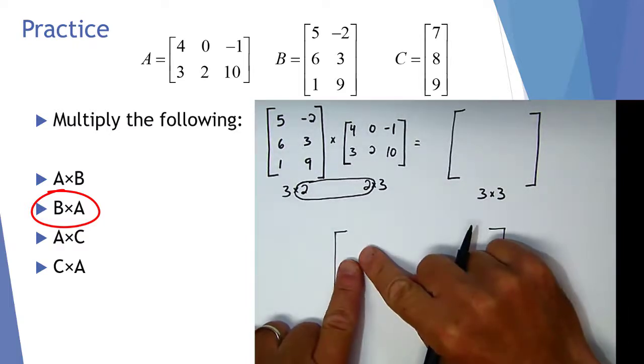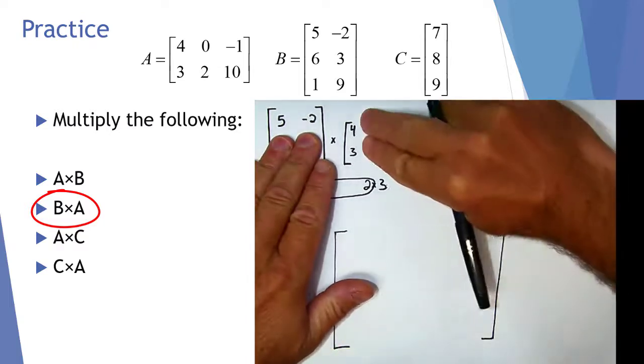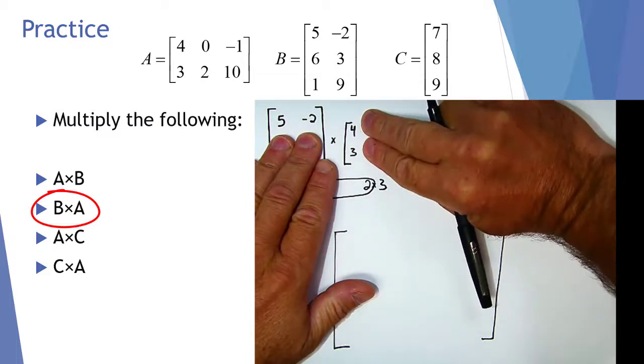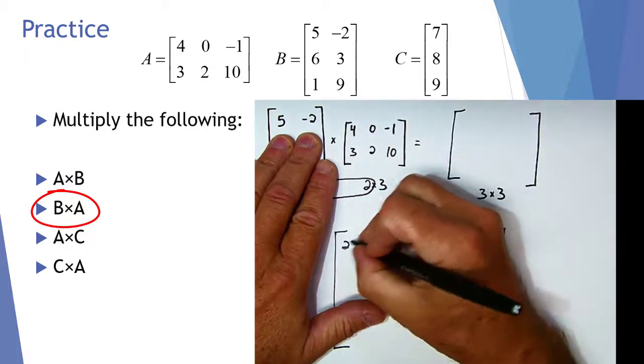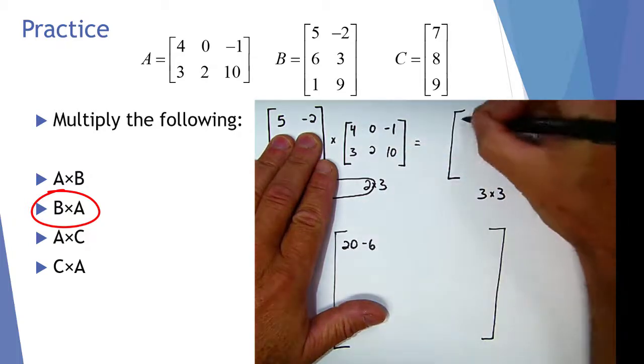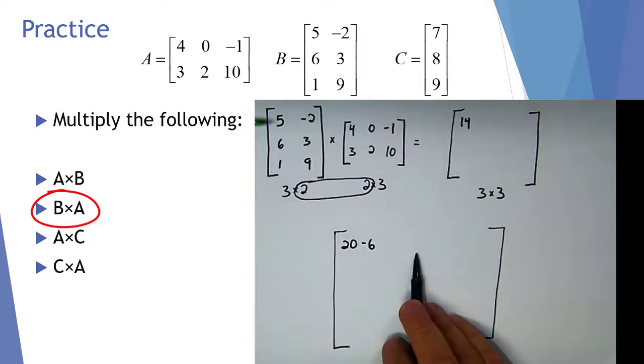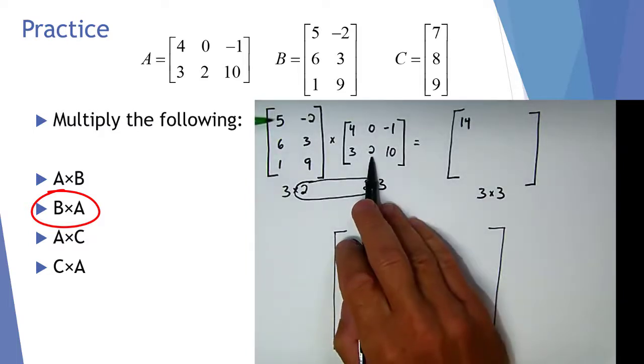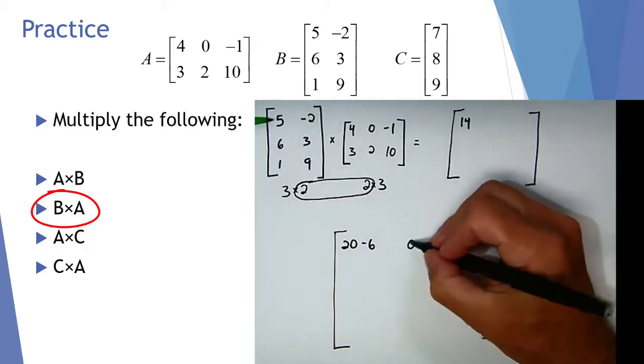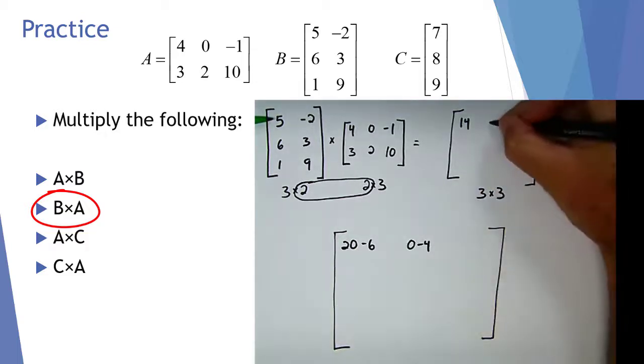So for the top left entry, I'm going to take top row times the dot product left column. 5 times 4 plus negative 2 times 3. That's 20 minus 6, 14. Top middle, we're going to take top row and middle column. That's 5 times 0 and negative 2 times 2, which is really just 0 minus 4, negative 4.